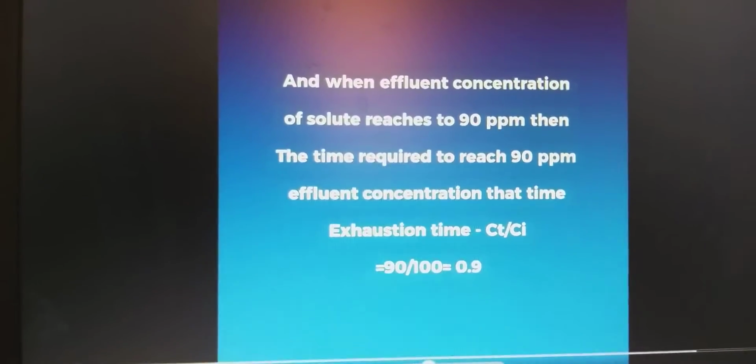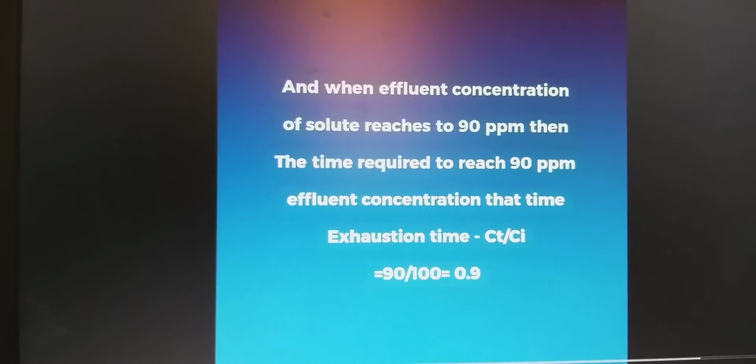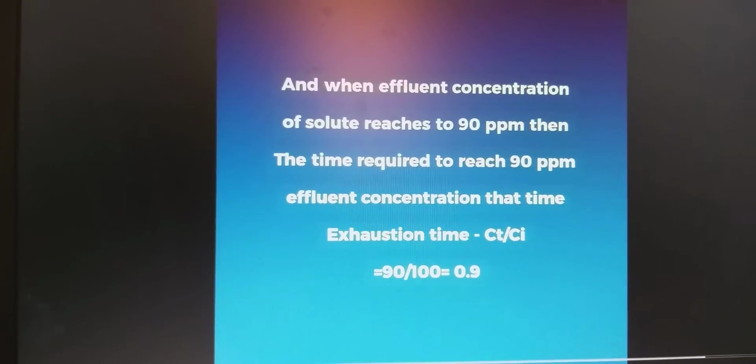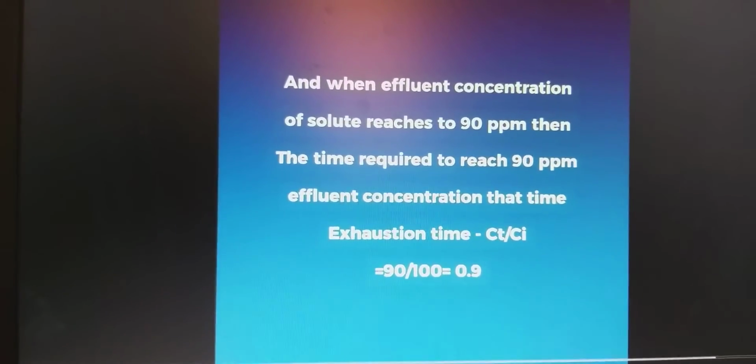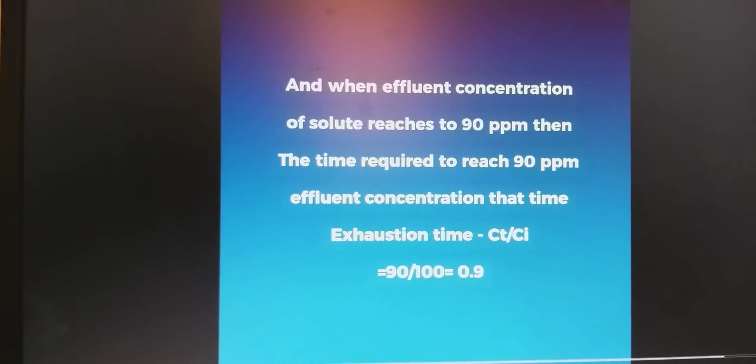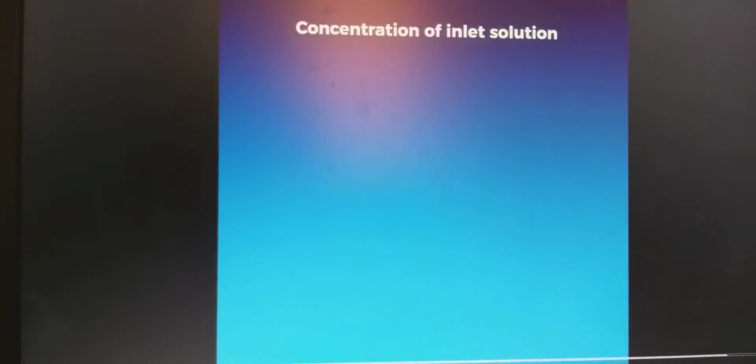Then generally people draw the graph Ct/Ci versus t to know the nature of the breakthrough and exhaust time. Generally it is an S-shaped curve, which I have already discussed with you in earlier videos.